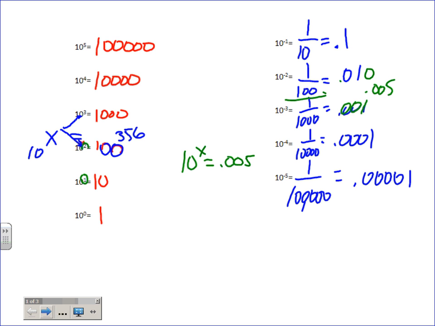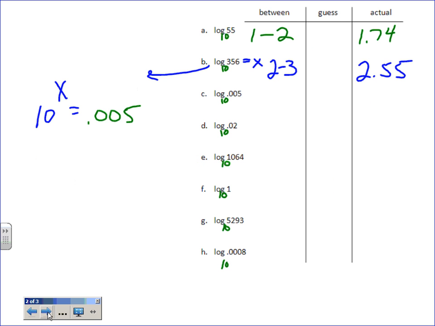So it has to be between -2 and -3. And I'll do an arrow this time because otherwise it might just look a little weird. So between -2 and -3. The negatives kind of work a little differently, but just give me a decent guess. Because 0.005 is about in the middle.